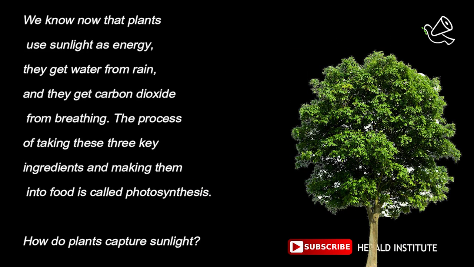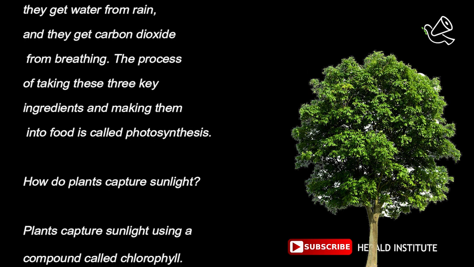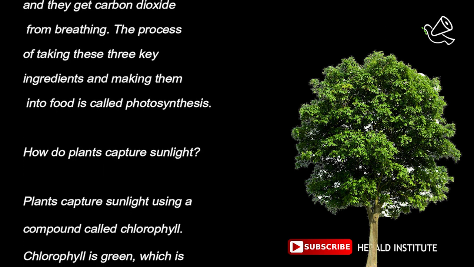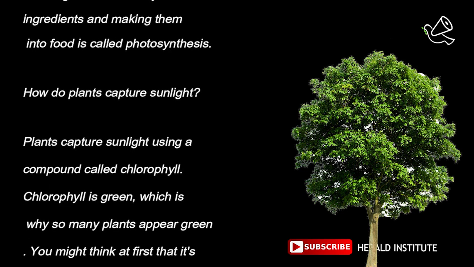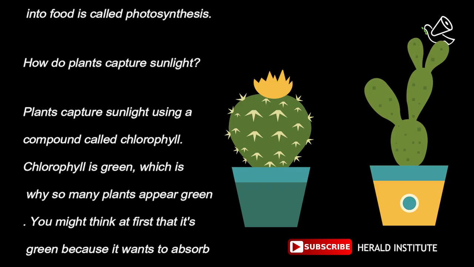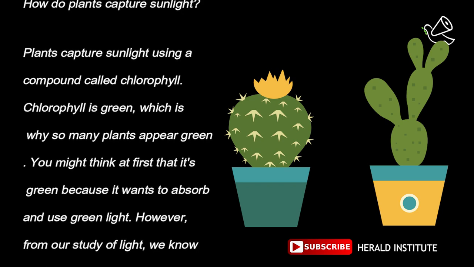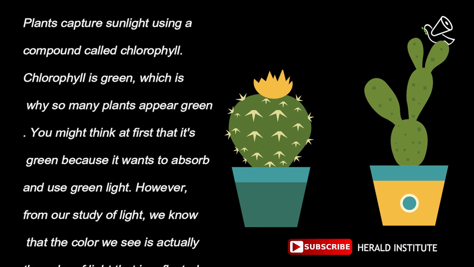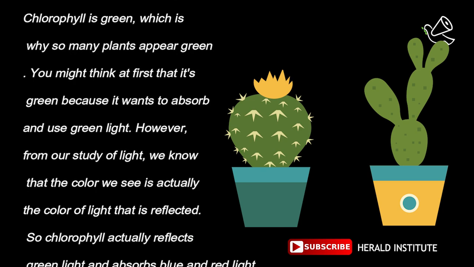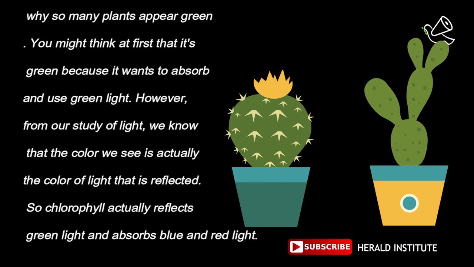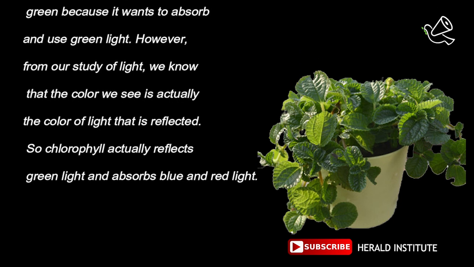How do plants capture sunlight? Plants capture sunlight using a compound called chlorophyll. Chlorophyll is green, which is why so many plants appear green. You might think at first that it's green because it wants to absorb and use green light. However, from our study of light, we know that the color we see is actually the color of light that is reflected. So, chlorophyll actually reflects green light and absorbs blue and red light.